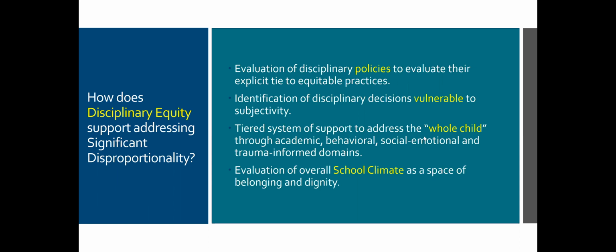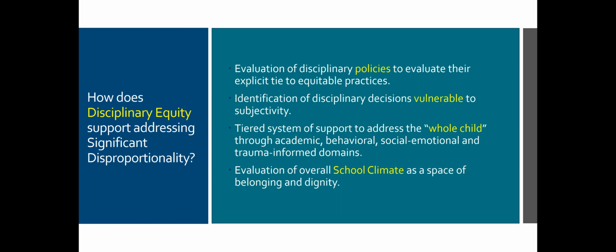We need to identify disciplinary decisions that are vulnerable to subjectivity. Do we need to go back and think about our definition of respect? Think about our definition of disruption. Think about how we evaluate inappropriate language, etc. It's very subjective, some of those things. Ensuring that the tiered system of support is addressing the whole child. So, although we may think about MTSS through an academic view, it's important to know that multi tiered systems of support highlight academics, behavior, social, emotional, and trauma informed domains.